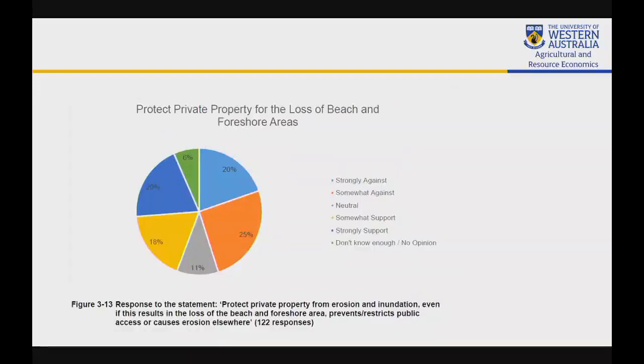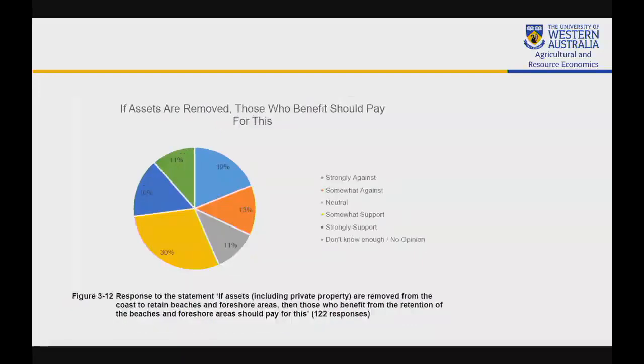Private property, we should be protecting private property from erosion and inundation, even if this results in the loss of beach and foreshore area. Well, despite the fact there was this huge support for getting access to beaches, we're still getting some people in here saying they strongly support or somewhat support that idea that we should actually be protecting the built infrastructure of private property, which is slightly in conflict with the idea that we should always have access to beaches, because those two things may not actually be mutually consistent with each other.